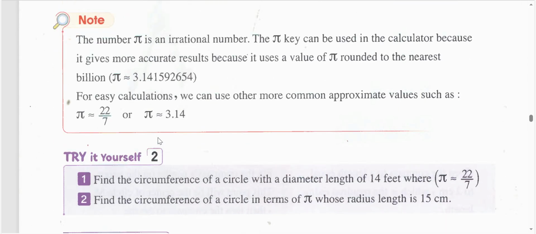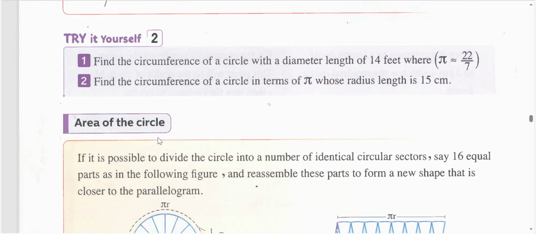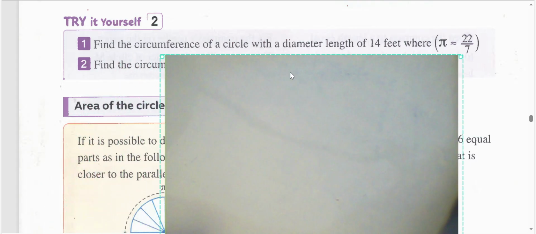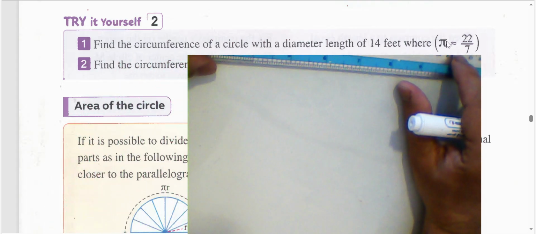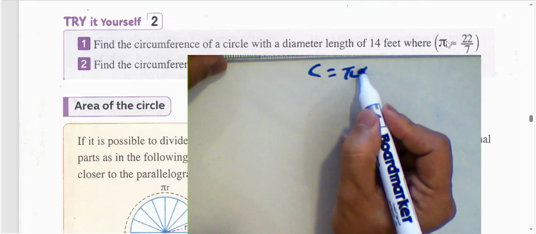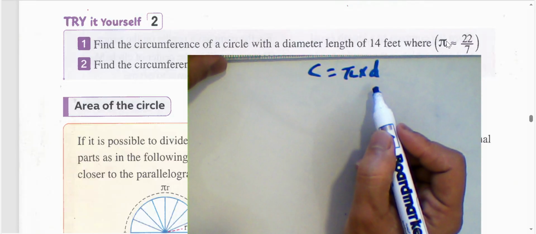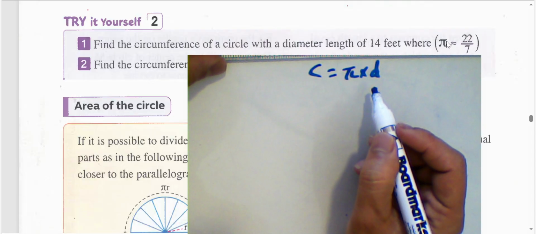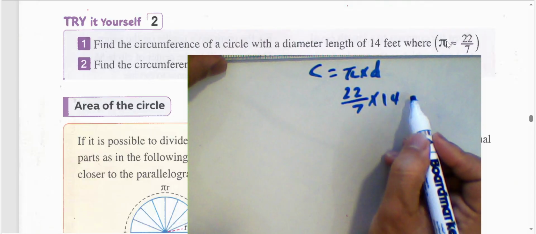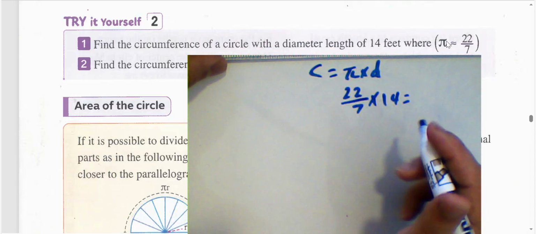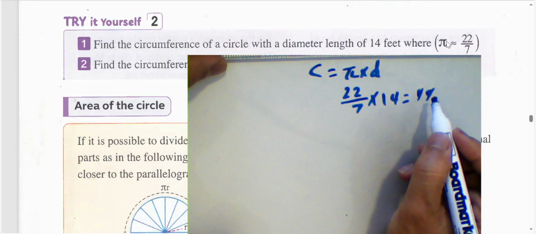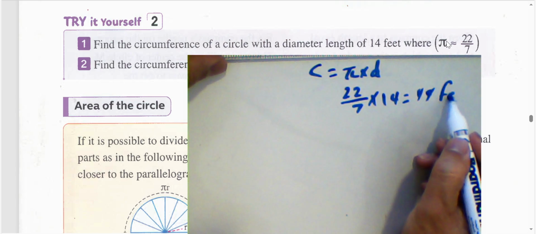Next, we can solve this question. Find the circumference of a circle with a diameter length of 14 feet. We know circumference equals pi times d, pi times the diameter. He gave me the diameter, which was 14. Then we have 22 over 7 multiplied by 14. 14 divided by 7 is 2, and 2 times 22 is 44. And the result will be 44 feet.